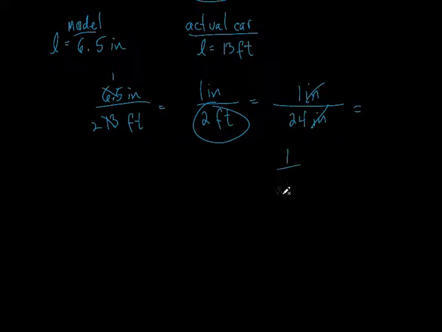So what is my scale of the model car? It's 1 to 24. So that could mean 1 foot to 24 feet, right? If the model is 1 foot, guess how long the car is? It's 24 feet. You got it? Or if it's 1 inch, for every inch you go on the model, you go 24 inches on the actual car, the real car itself. Does that make any sense? So that's what the scale model is.